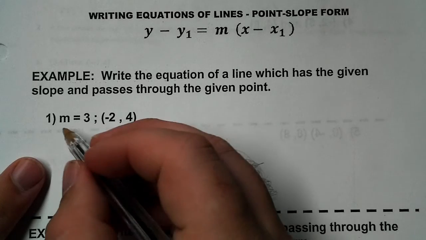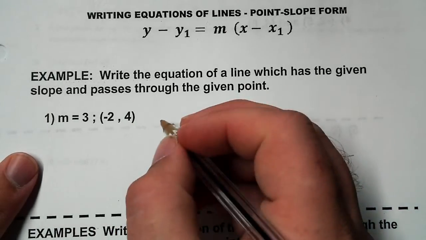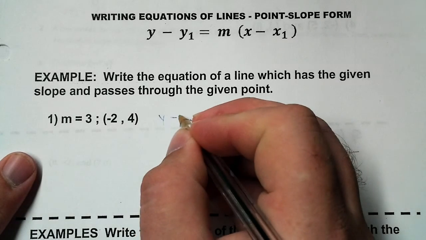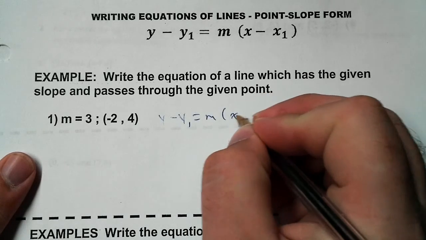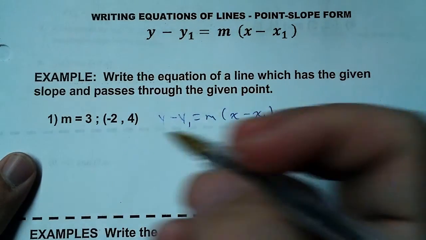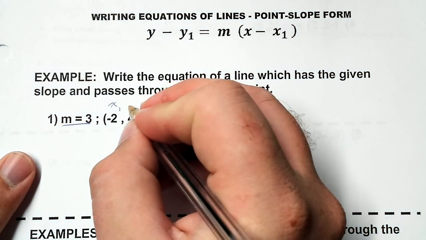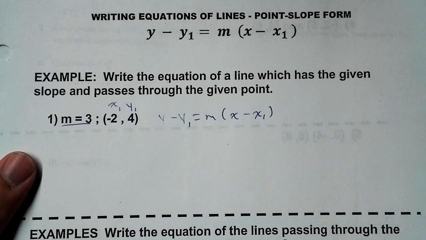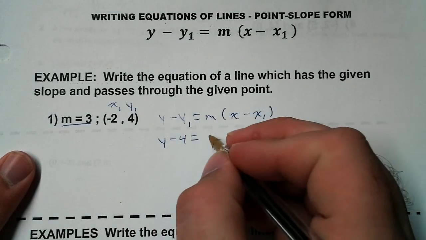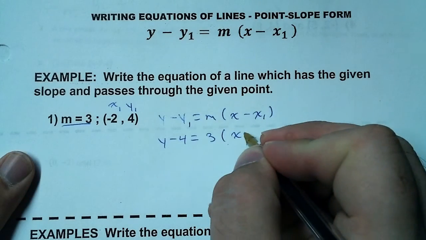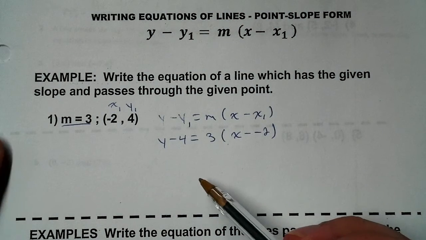Alright, remember, if you have a slope and a point, you can plug it into point slope form. y minus y1 equals m times x minus x1. We're just plugging in this for m. This is our x1 and this one's our y1. So we get y minus 4 equals 3 parentheses x minus negative 2. All I've done is plugged in these values into this equation.